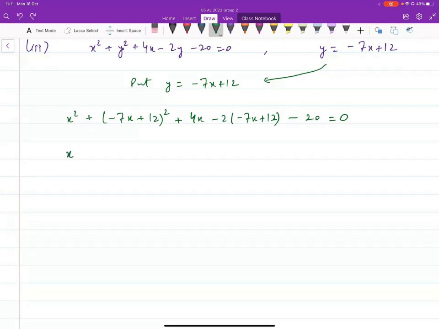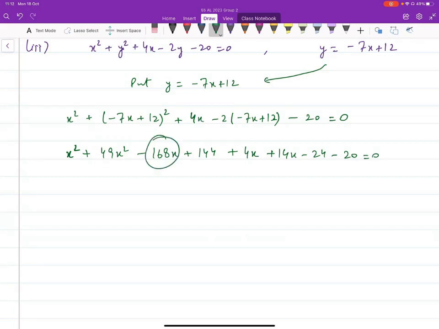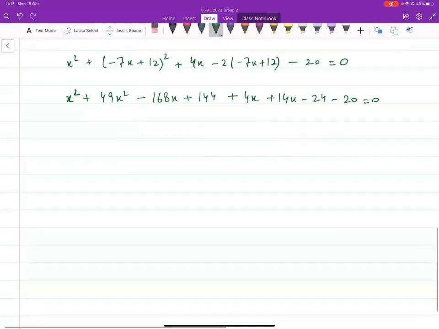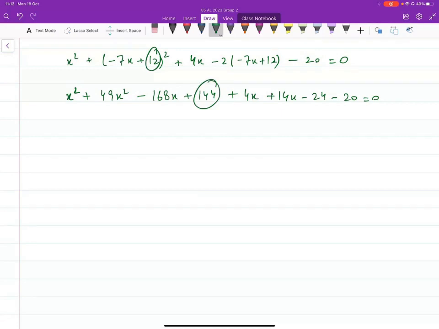Now we simplify this. We get x square plus minus 7x whole square, what will that be? That's going to be 49x square. Then 2 into minus 7x into 12. That's 24 into 7. What is 24 into 7? Anyone? 168. Can somebody confirm this? Is this correct? 168? Yes, sir. Okay, so that's what we get. We simplified this, we just expanded the bracket. 12 square is 144. And we just simplify the rest of it as well.